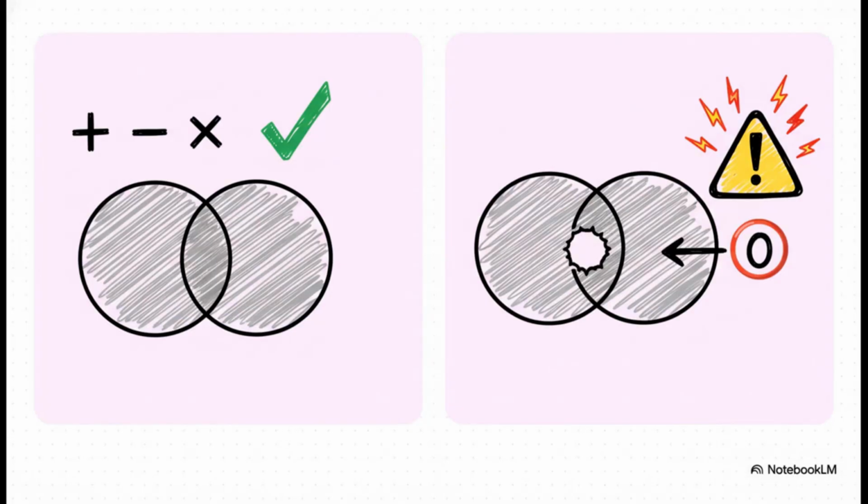Now, for adding, subtracting, and multiplying, the rule is pretty straightforward. The domain of your new function is just where the domains of the original 2 functions overlap. Simple enough. But, and this is a big one, for division, we have a critical exception. We still start with that overlapping domain, but we have to kick someone off the guest list. We have to exclude any x value that makes the bottom of our fraction, the denominator, equal to 0. You know the golden rule of math. You can never, ever divide by 0.